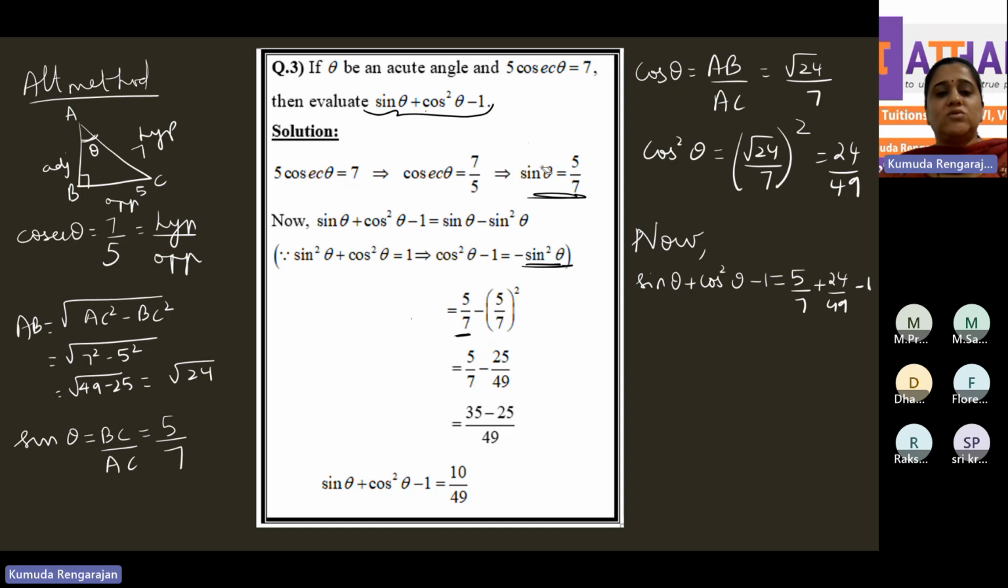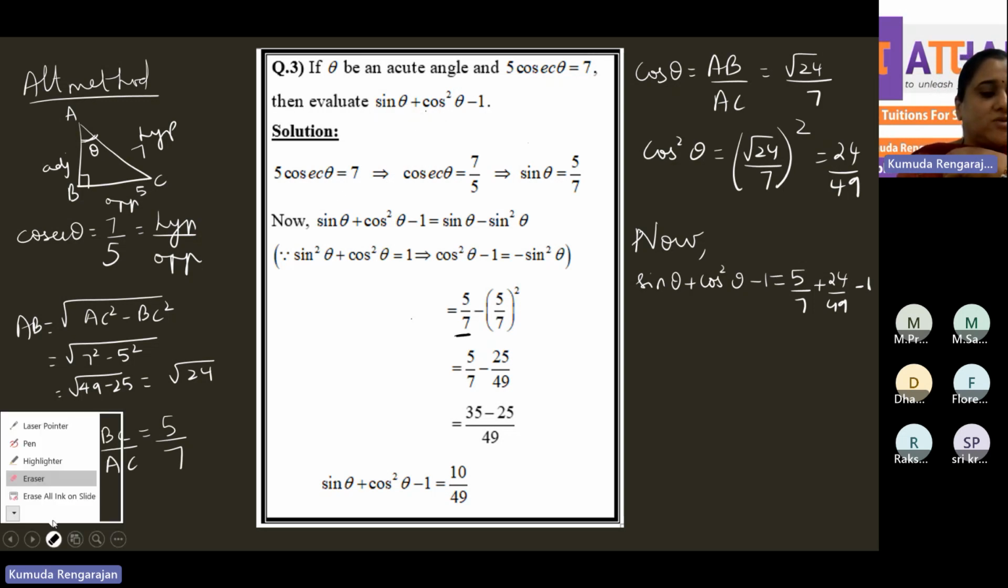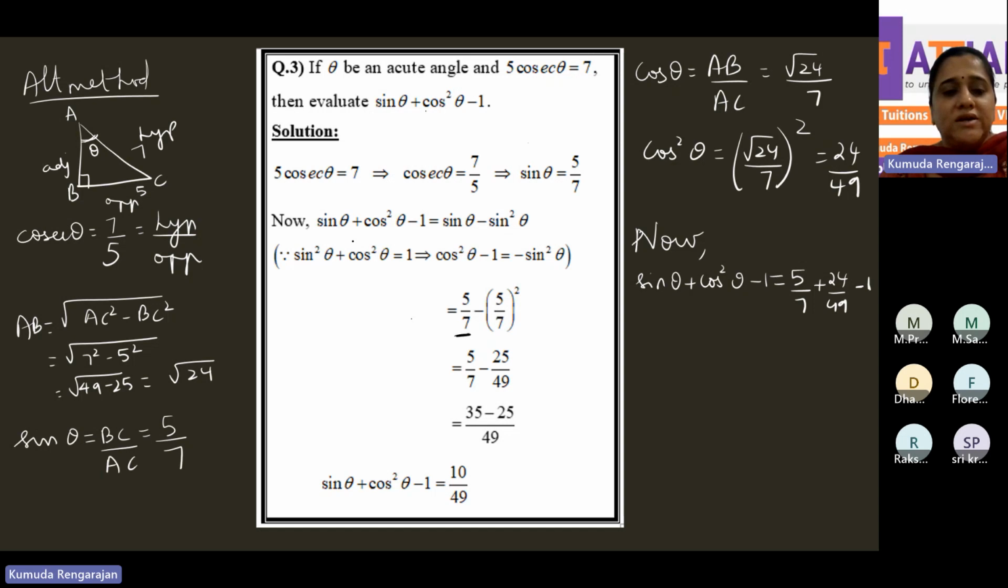So the first method is using the right triangle, and another is using the identity. Now another thing I'll clarify. It's not that you should do it only this way. You can even take it as sine theta plus cos square theta minus 1. You can even find the value of cos theta.